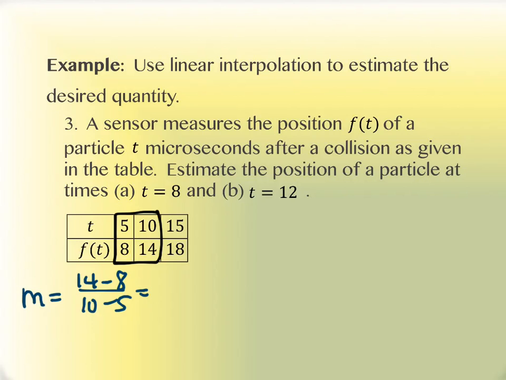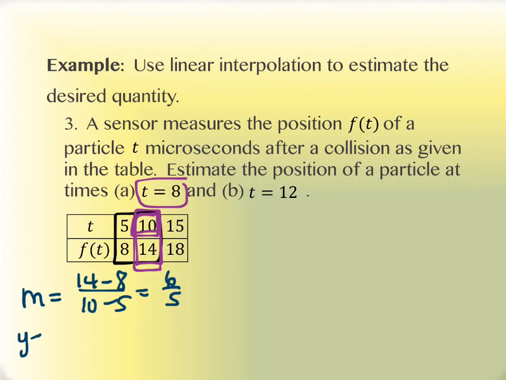6 over 5, and we'll just leave it as 6 over 5, or you can put it in decimal form if you want to. That would be 1.2. And then we've got y minus y1. So we need to either use the 10 and the 14 or the 5 and the 8. Which one's closer to our t equal 8 value? Yeah, the 10 and the 14 are closer. The x value, rather the 10, is closer to 8 than 5 is. So that's the values we're going to use here for the y1 and the x1.